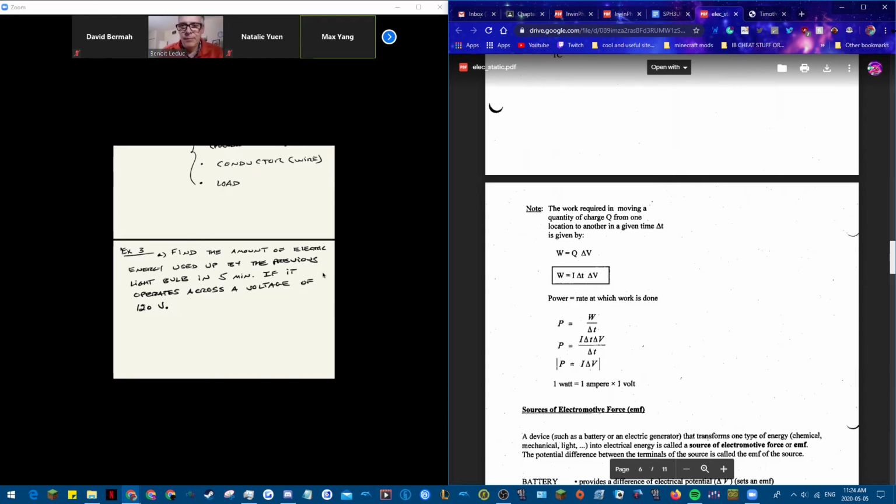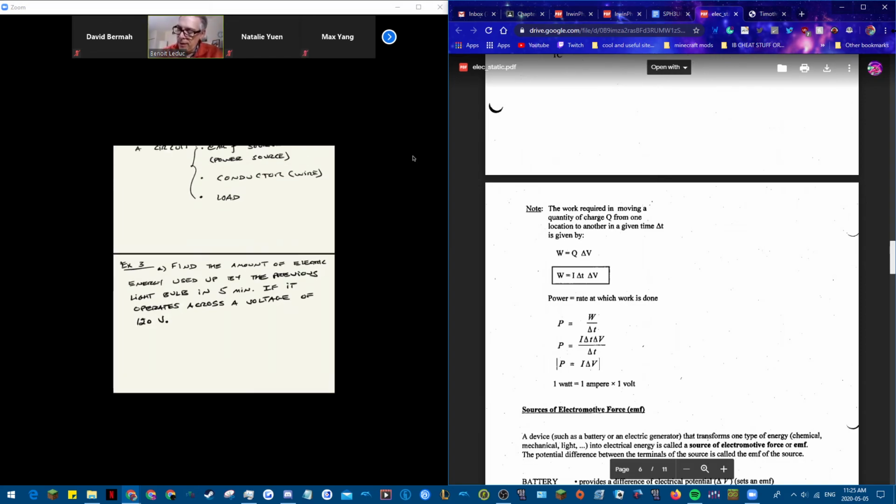Wait, is that why every plug has 2 sticks and not 1? Yeah, there must be a difference in electrical potential. Yes, that's correct. Otherwise, it's not going to move. Okay, good. All right, so it's pretty easy here.